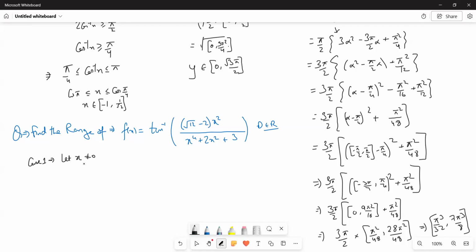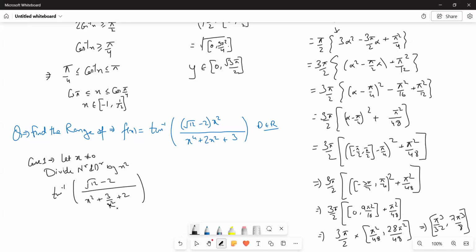Suppose x is not zero. ठीक है, and then we divide both the numerator and denominator by x square. So this will end up becoming tan inverse of root 12 minus 2 whole divided by x square plus 3 by x square plus 2. Now, can anyone tell me what will be the purpose of dividing by x square?